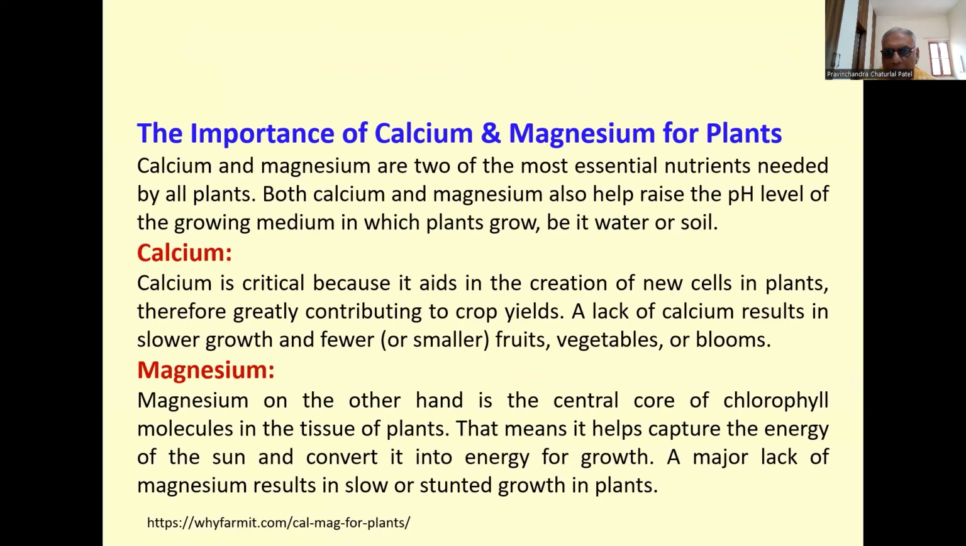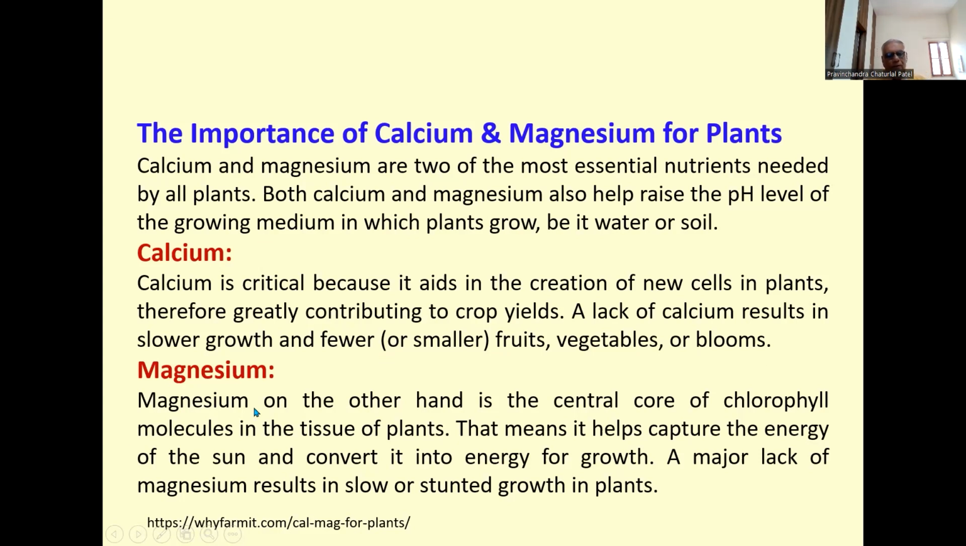The importance of calcium and magnesium for plants. Calcium and magnesium are two of the most essential nutrients needed by all plants. Both also help raise the pH level of the growing medium in which plants grow, be it water or soil. Calcium is critical because it aids in the creation of new cells in plants, therefore greatly contributing to crop yields. A lack of calcium results in slower growth and fewer or smaller fruits, vegetables, or blooms.